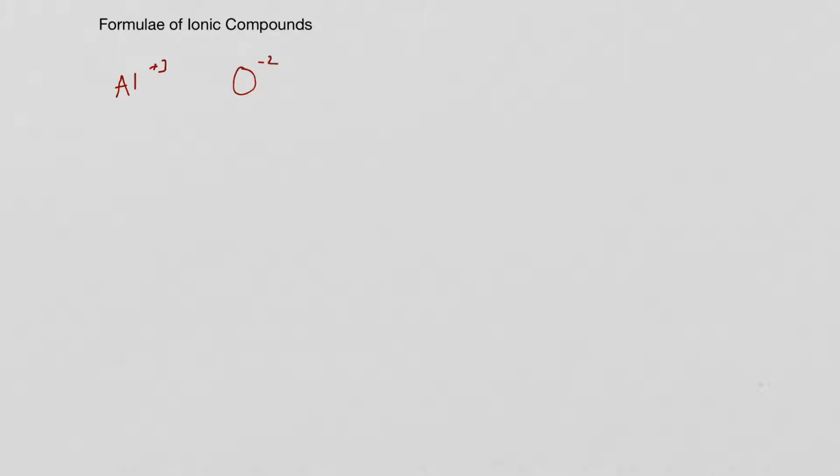Anything in group 1 has a charge of +1. Anything in group 2 has a charge of +2. Anything in group 3 has a charge of +3. Similarly, anything in group 7 has a charge of -1. Think about why. Anything in group 6 has a charge of -2. There's the oxygen. Anything in group 5 has a charge of -3.